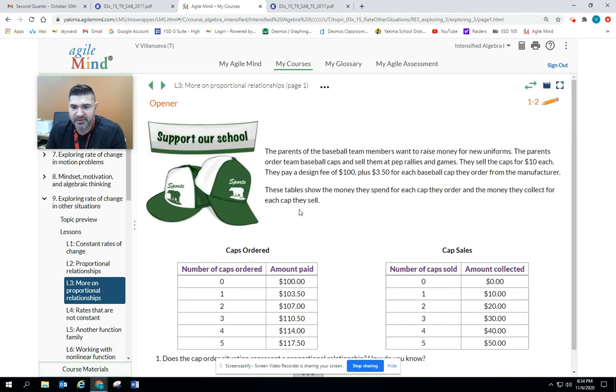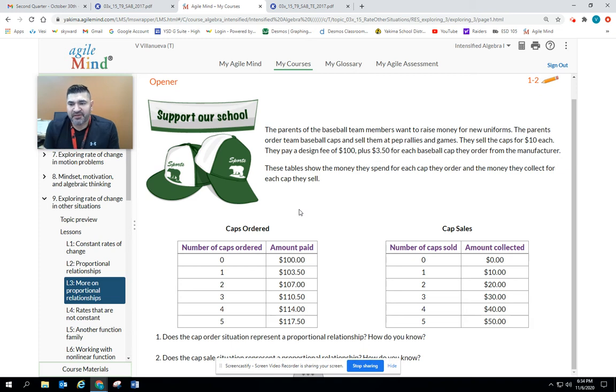Okay, so we have this problem here. It says the parents of the baseball team members want to raise money for new uniforms. The parents order team baseball caps and sell them at pep rallies and games. They sell the caps for $10 each. They pay a design fee of $100 plus $3.50 for each baseball cap they order from the manufacturer. These tables show the money they spend for each cap they order and the money they collect for each cap they sell. So let's take a look at these two tables here.